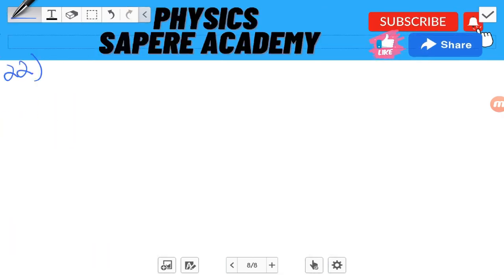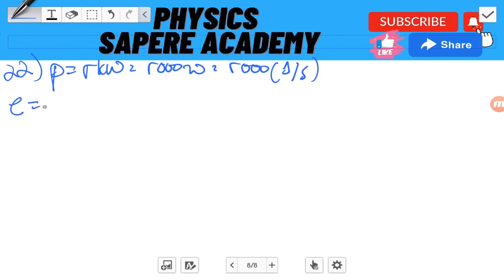A particular heat engine has a power output. So the power output of the engine is 5 kilowatts or simply 5000 watts. That's about 5000 joules per second. And it has an efficiency E of 25%, which is 0.25.